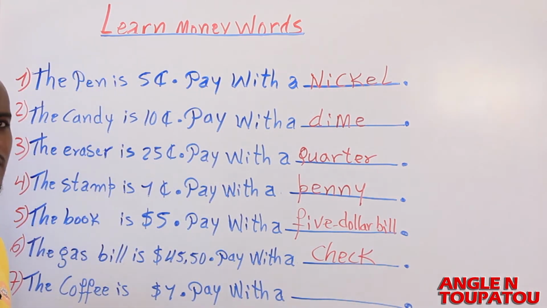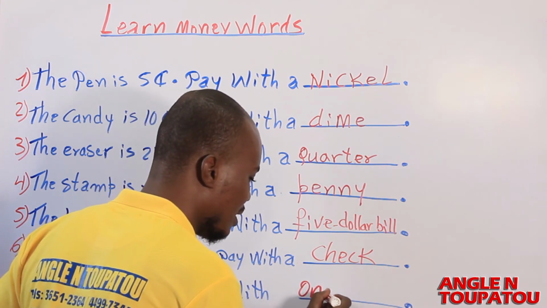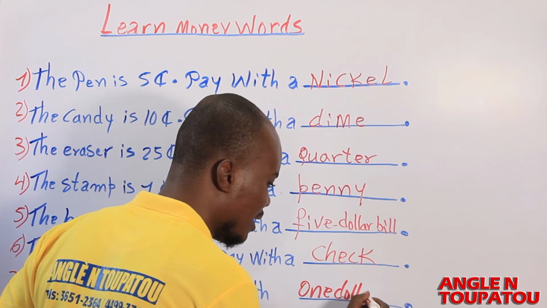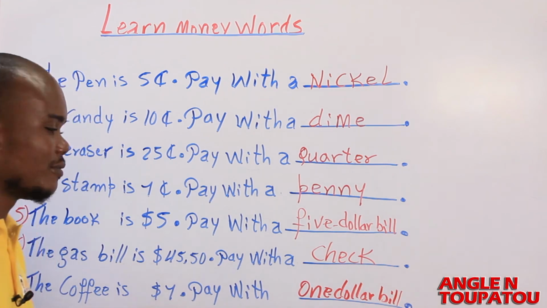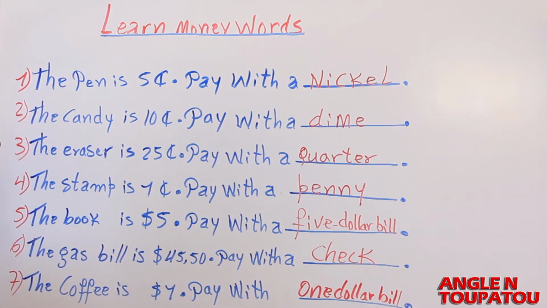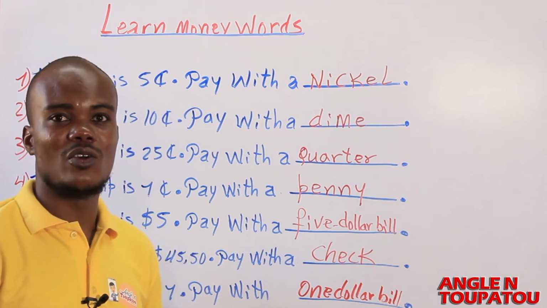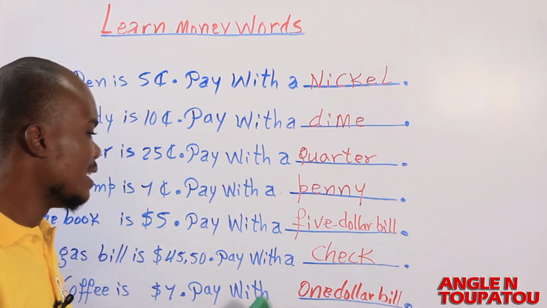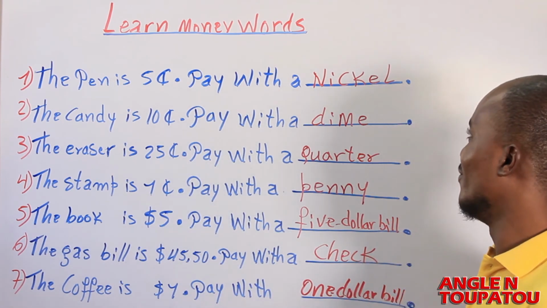Good. The coffee is $1. Pay with a $1 bill. The coffee is $1. Pay with a $1 bill. But a $1 bill, this is it. All right, good. You do it.